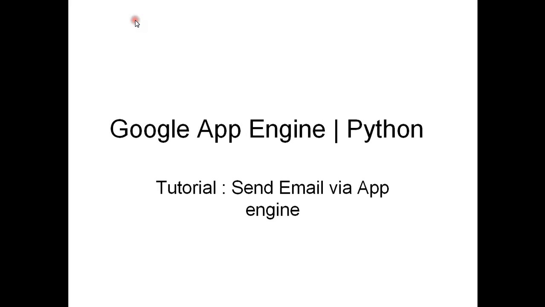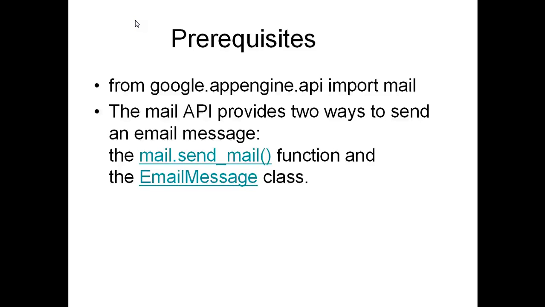In this video we'll see how to send an email via Google App Engine. Since I'm using Python, I will show you an example of how to send an email using this language. Coming to the prerequisite, you need to import this module, that is from google.appengine.api, not ext. Remember that. Import mail. So this should be in your header. Then only we can use the email function.